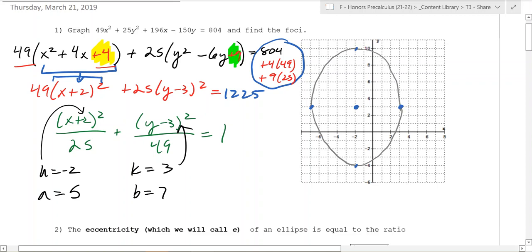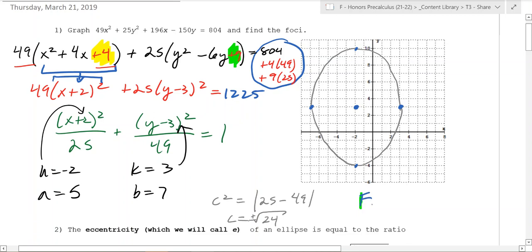Now if you want to find the foci, remember c squared is equal to the absolute value of a squared, so 25, minus b squared, which is 49. So c is going to be equal to the square root of 24. So that's the distance from the center on the major axis. The major axis is the bigger one. So when you do that out, what you end up with are the foci.